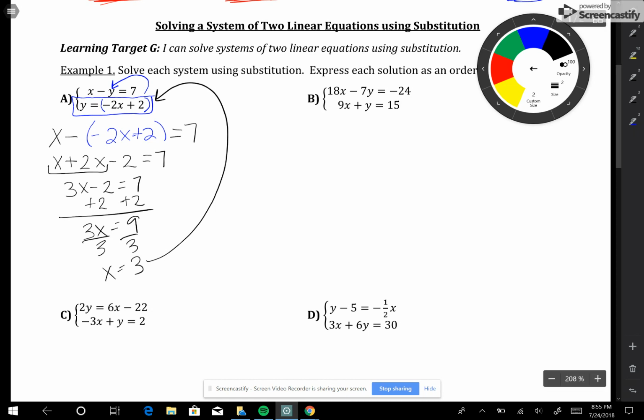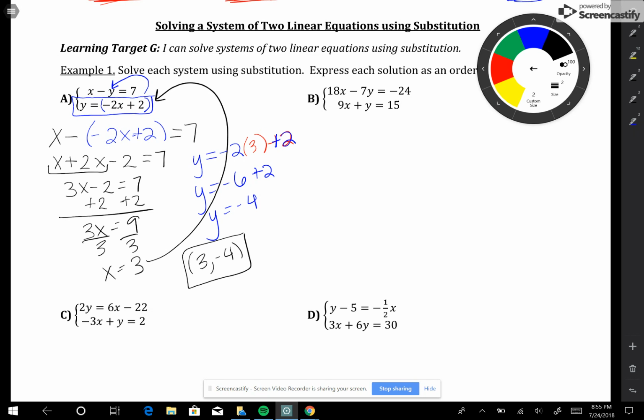So that would be y equals negative 2 times 3 plus 2. And so negative 2 times 3 is negative 6, plus 2 is negative 4. So our answer is the ordered pair 3, negative 4, and what that represents is the point where those two graphs would intersect.